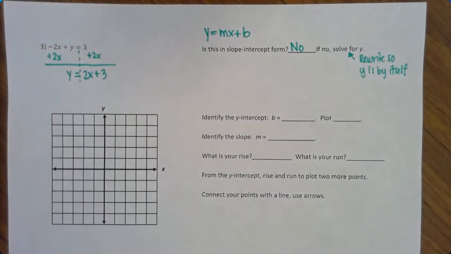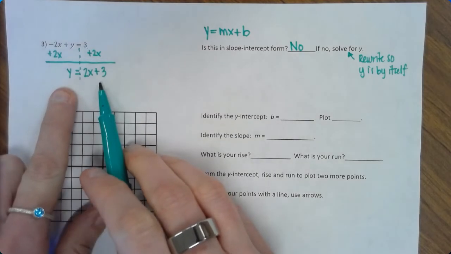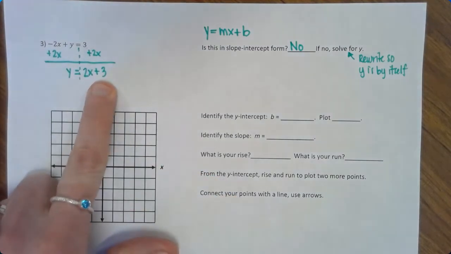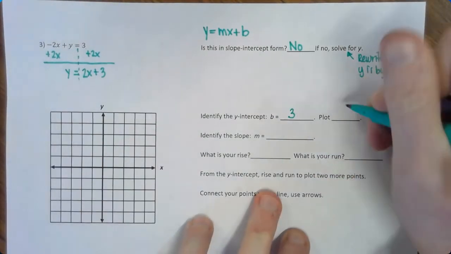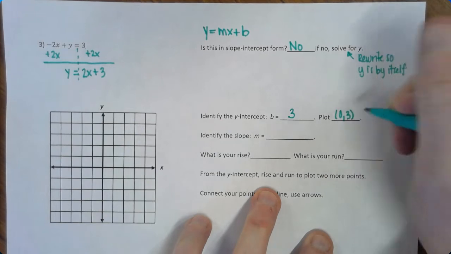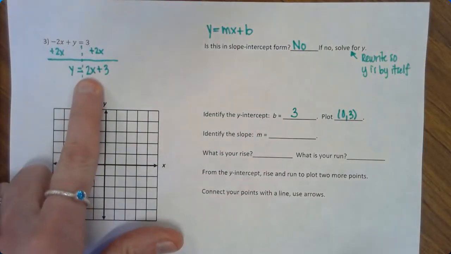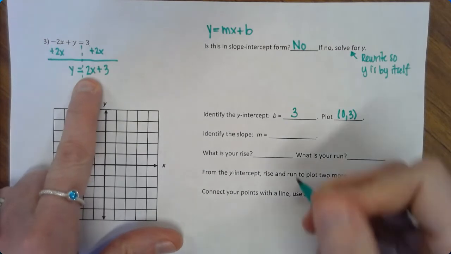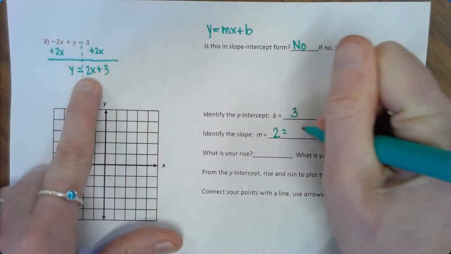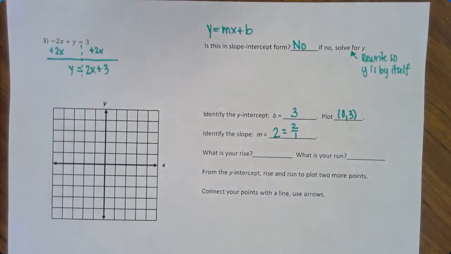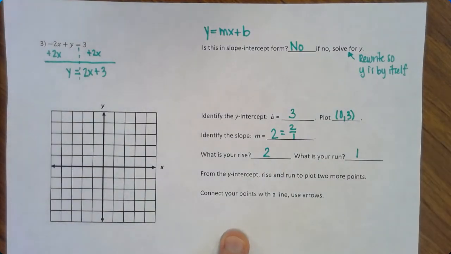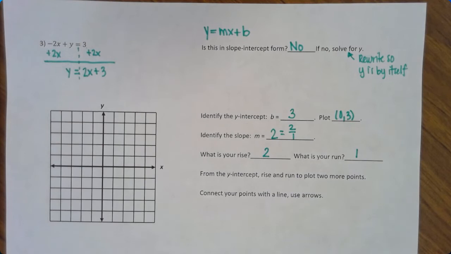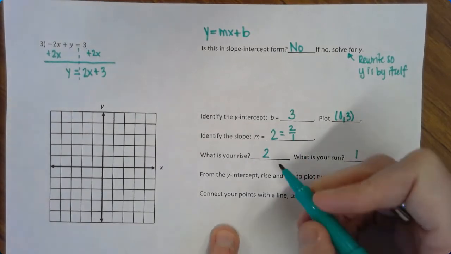So now I'm going to use this form of the equation to help me identify my b value, my y-intercept. B value was positive 3. So that means I'm going to plot the point 0, 3. My slope was the m value in front of the x, in this case 2. And again, since it's a whole number, I'm going to make it a fraction by putting it over 1. So my rise is 2, and my run is 1. And now I can go ahead and think about it. It's a positive slope of 2, so that means I would go up to the right.